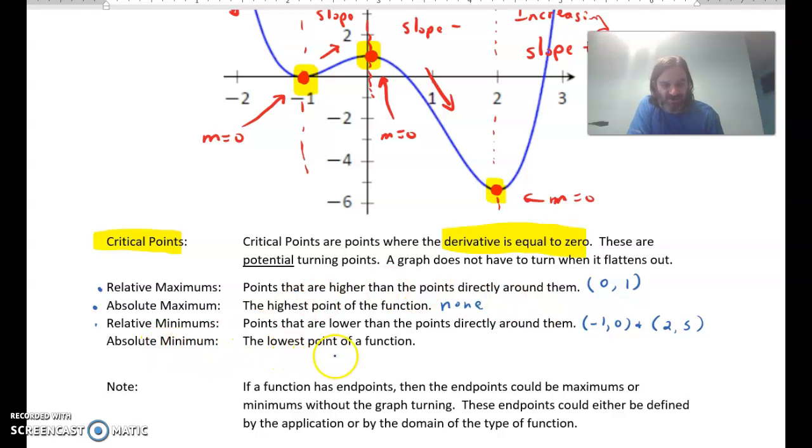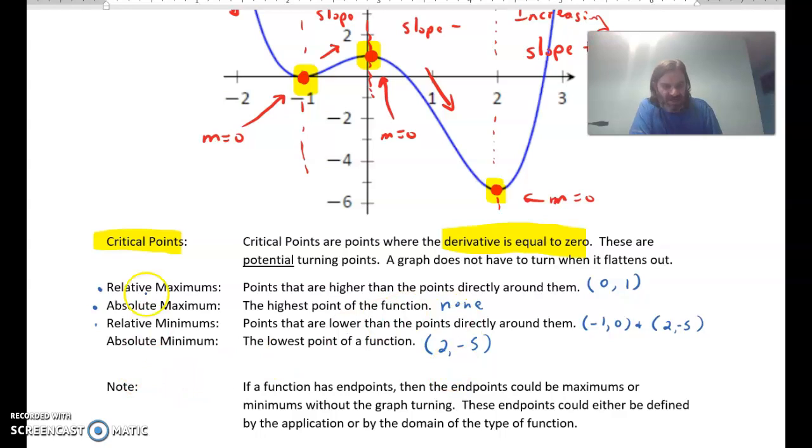Absolute min would be the lowest point of the function. So while there's 2 places here that are lower than the points around them, one's at negative 1, 0, and the other one's at 2, negative 5, sorry. The 2, negative 5 is the absolute. So based on the graph, there's nothing lower than that. So technically, the absolute minimum is negative 5 because that's the lowest it ever goes, but I also give the position where that happens. So it happens when x is 2, and it gives us a negative 5.